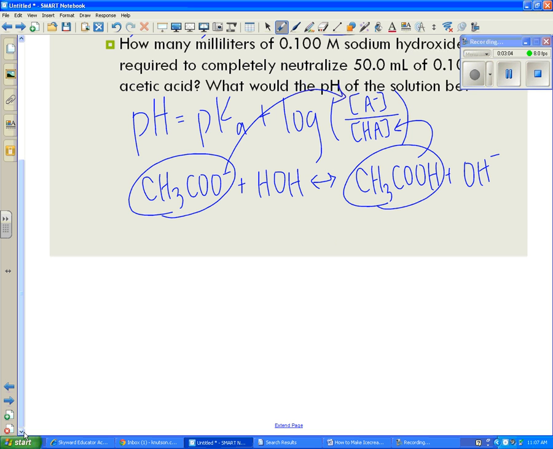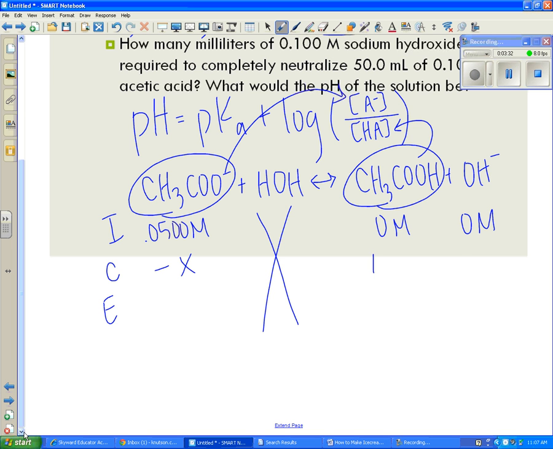Now we do have to look at an ice table to decide what these concentrations are. We determined yesterday that the concentration of the acetate ion was 0.0500 molar. Talk about how the water doesn't matter. And initially these were 0 molar and 0 molar. Then as the acetate ion started to react with the water, it decreased by some value. This increased and this increased.